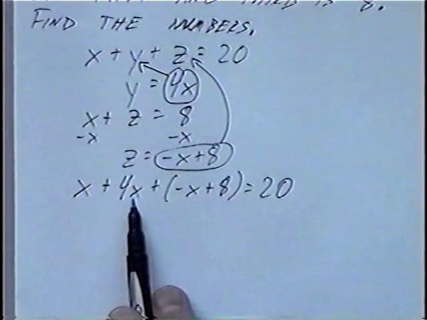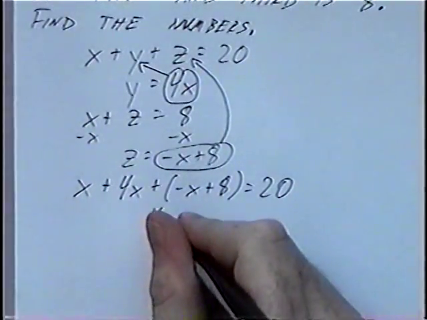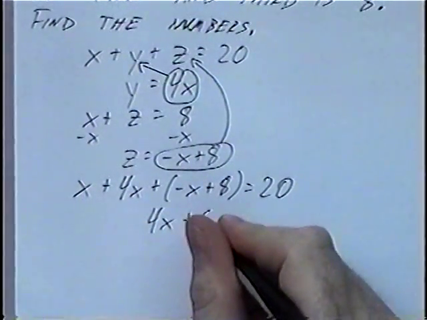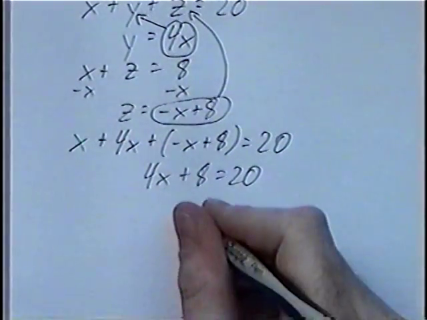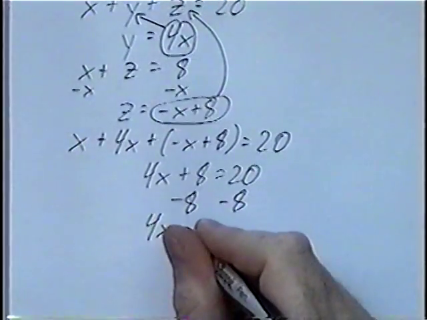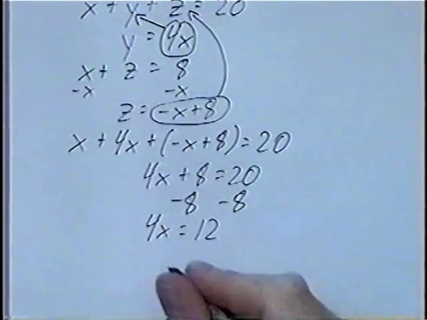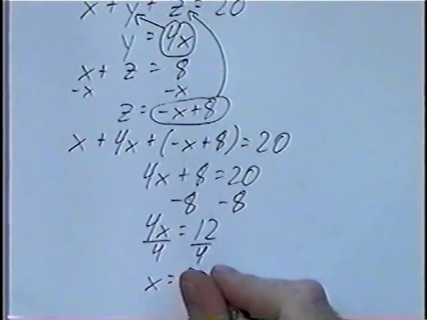x plus 4x would be 5x. 5x minus x would be 4x. Plus 8 equals 20. Subtracting 8 on both sides, 4x equals 12. And dividing by 4, x is equal to 3.